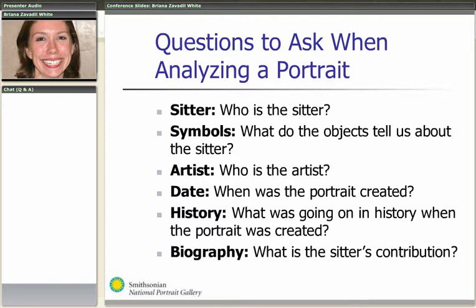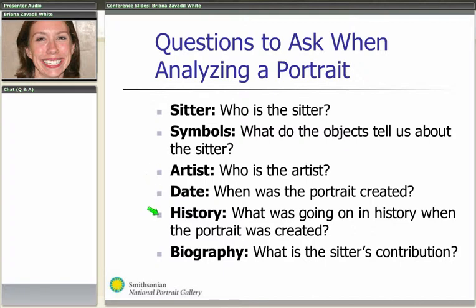Again, before we identified symbols by what objects are in the portrait, now we can simply ask, well, what do these objects tell us about the sitter? And then I'd actually like to jump ahead for a second and go down to biography, because from what those symbols are, you can ask the question, what is the sitter's contribution? In a lot of cases, not all. Again, here you can jump back up and talk about who the artist is, when the portrait was created.